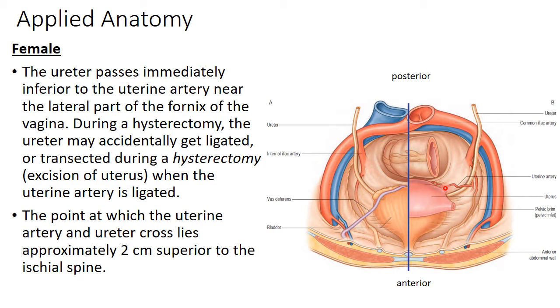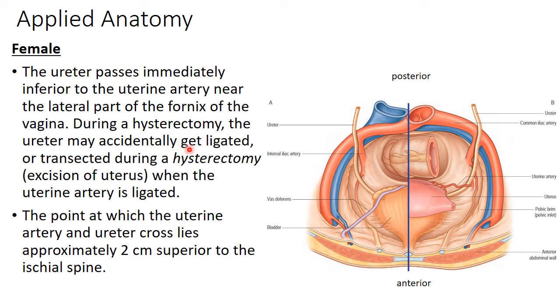So it can be remembered as water under the bridge. Water is actually the urine, and the bridge is the uterine artery which passes over it. So remember the position and relation of the ureter and uterine artery.